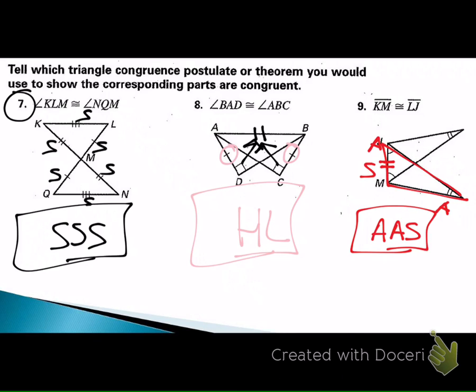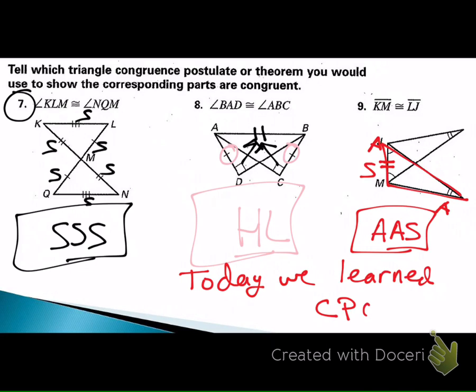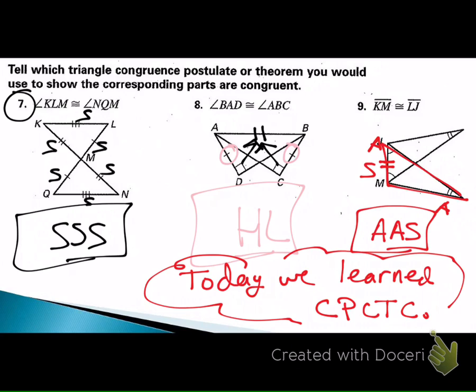All right, that is it for today. Today, we learned, I'm going to shorten it using that little shortcut we learned. It's called CPCTC. Corresponding parts of congruent triangles are congruent. Something we've known. Now we have a fancy name for it. All right, I'll leave that up there while you catch up.